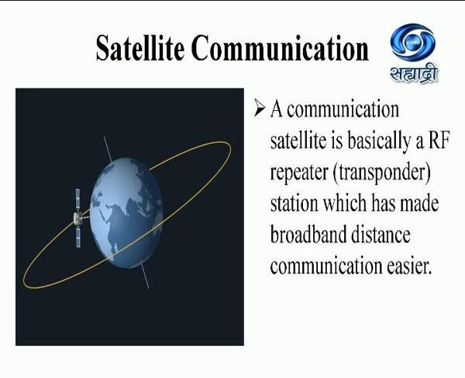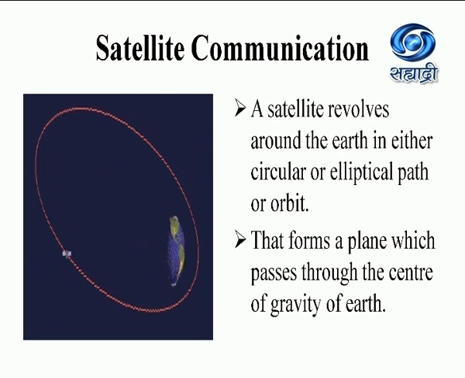It is called an RF repeater, that is a transponder station, which has made broadband distance communication easier. With the help of these artificial satellites, we can communicate over long distance transmission.